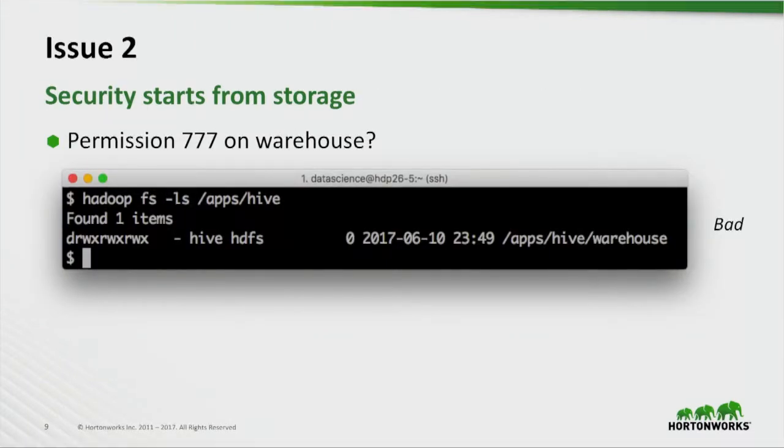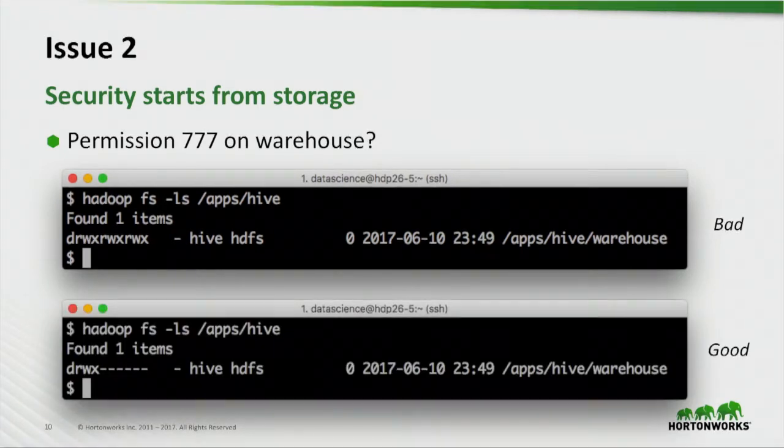The other issue also starts from the storage. This is an example of a warehouse with permission 777. It means allowing everything. In this case, it happened because not only Hive, but also Spark can access this warehouse and manipulate the data. So in order to give some permission to some user for part of the data, the whole warehouse becomes vulnerable. In a secure cluster, permission 700 like this is a better choice.